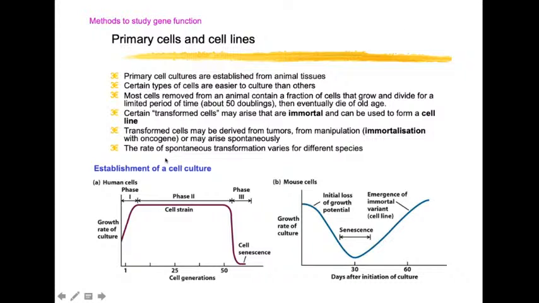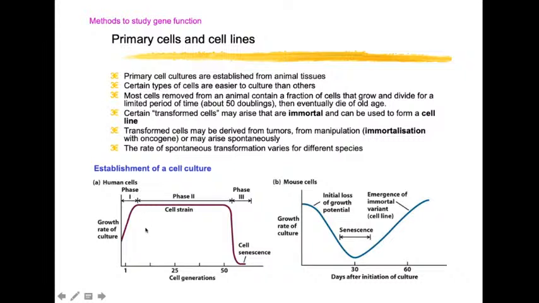So this is very famous. You might be aware of the primary cell line culture, used to study gene function. Primary cell cultures are established from animal tissues. There are certain types of cells that are easier to culture than others. Most cells removed from an animal contain a fraction of cells that grow and divide for a limited period of time. And certain transformed cells may arise that are immortal and can be used to form a cell line. The rate of spontaneous transformation varies between different species.